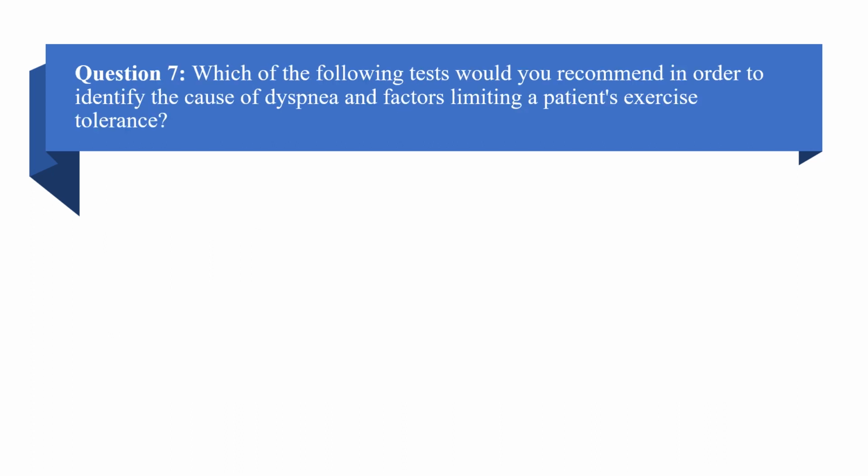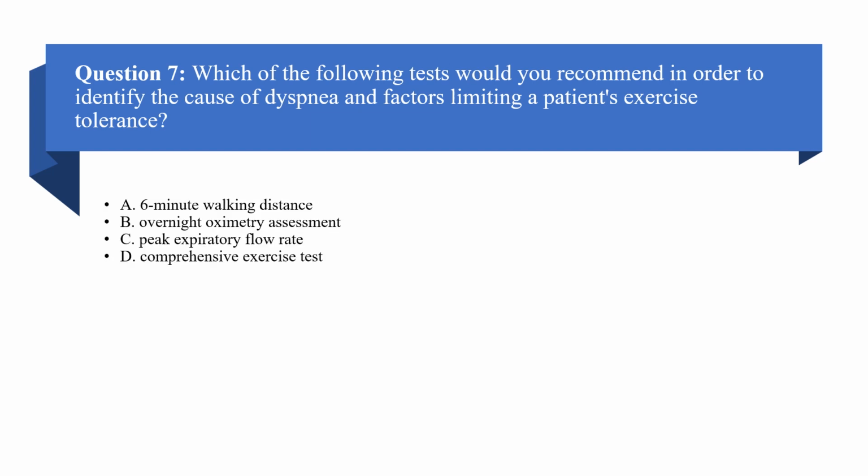So question 7 focuses on additional test recommendations, however, for a different patient. Which of the following tests would you recommend in order to identify the cause of dyspnea and factors limiting a patient's exercise tolerance? A, 6-minute walking distance. B, overnight oximetry assessment. C, peak expiratory flow rate, and D, comprehensive exercise testing? The answer is D, comprehensive exercise test.